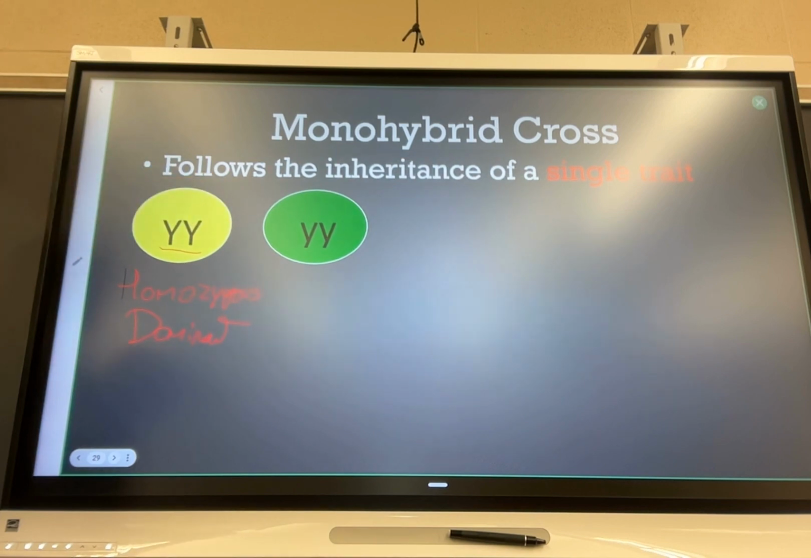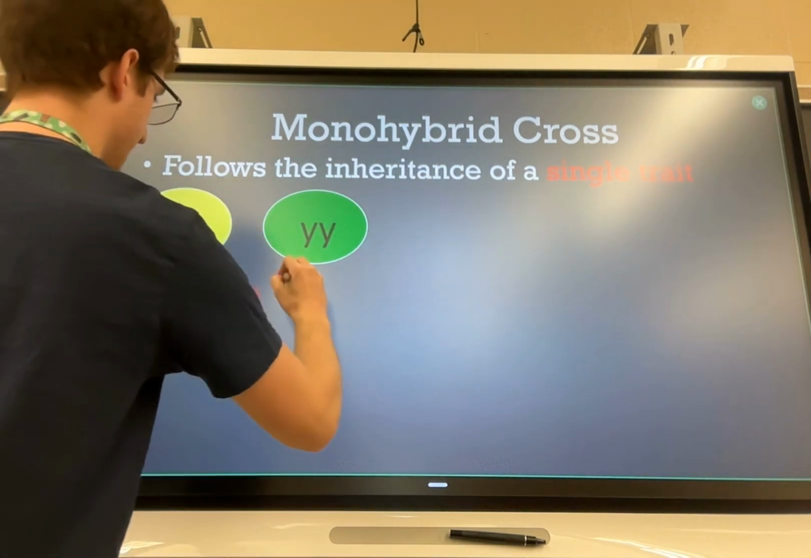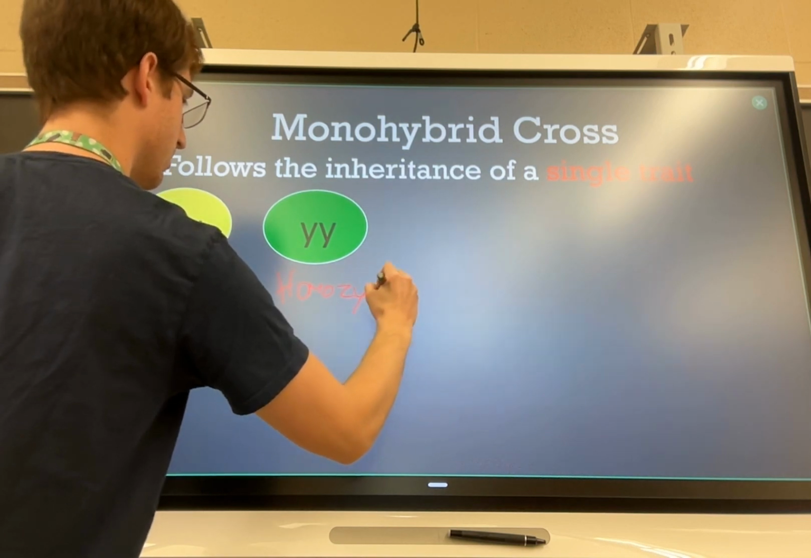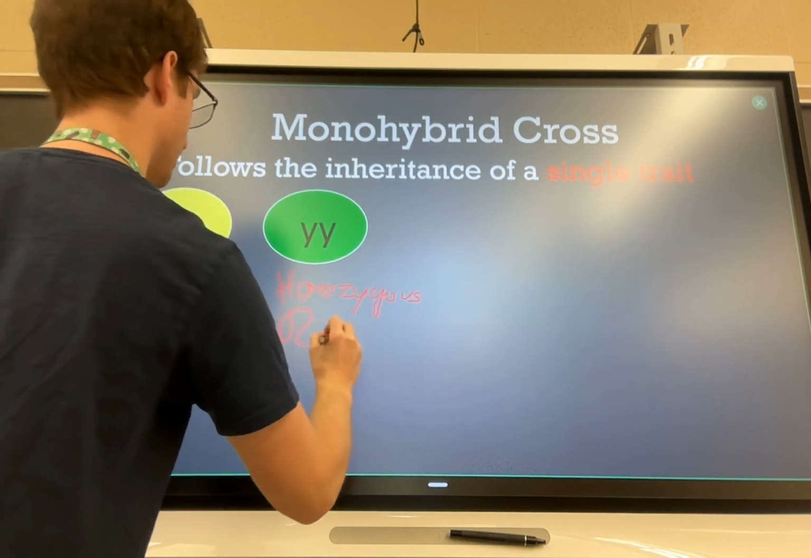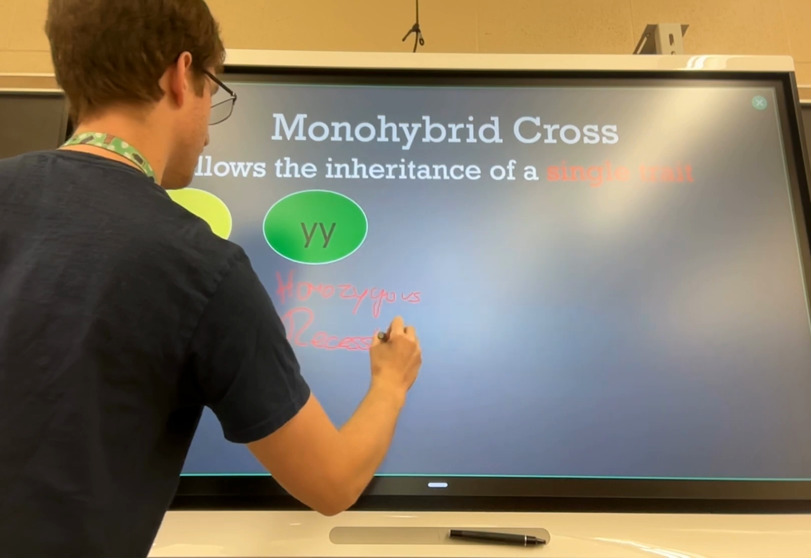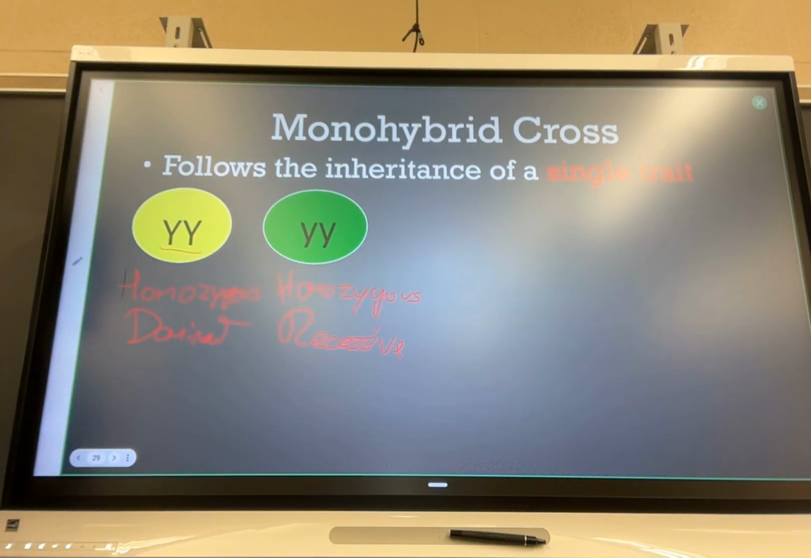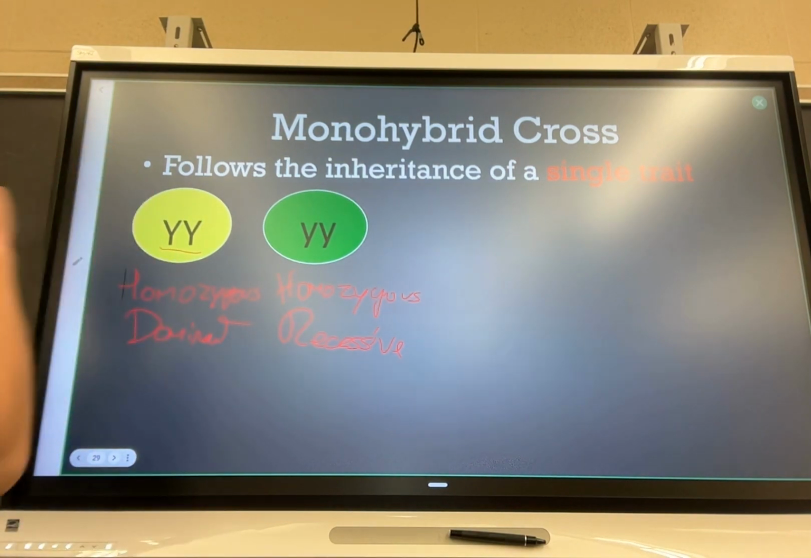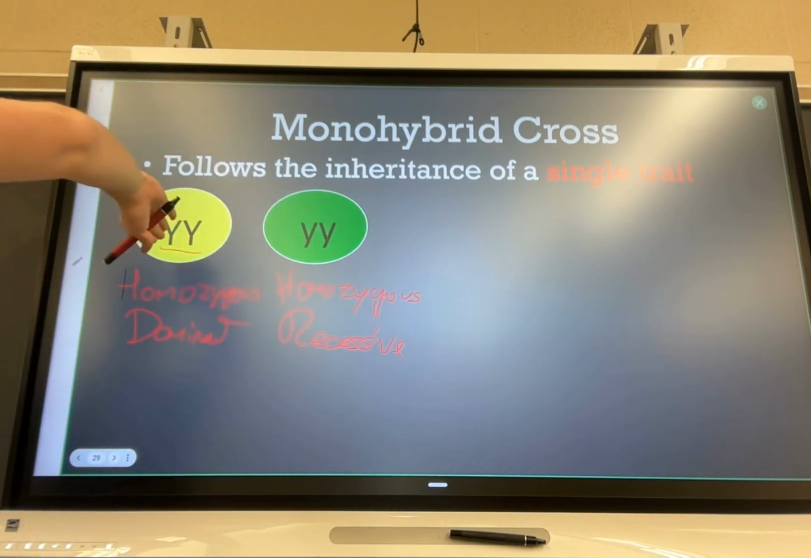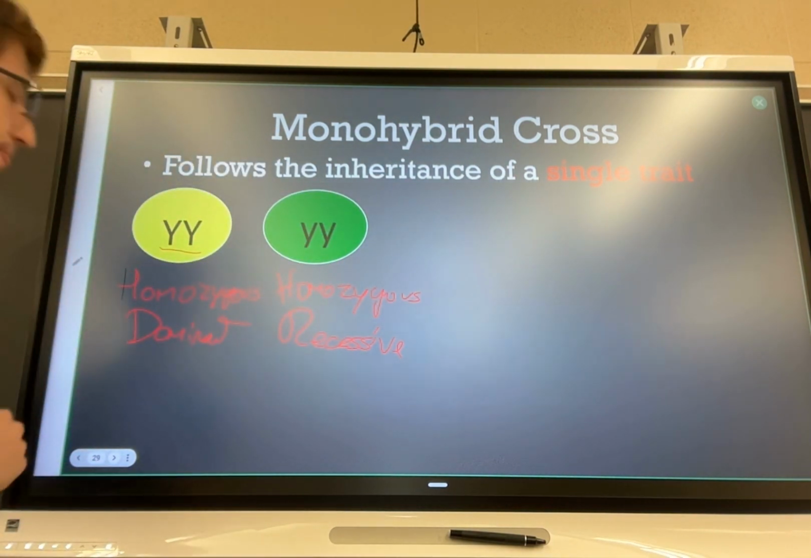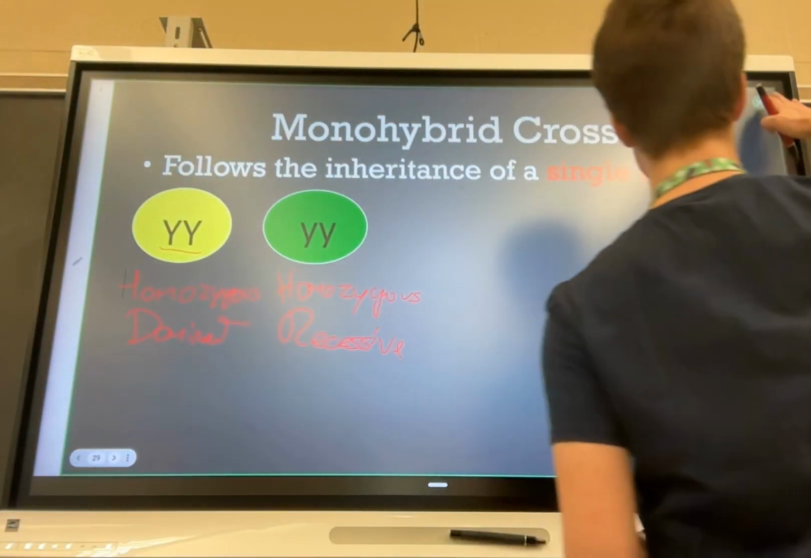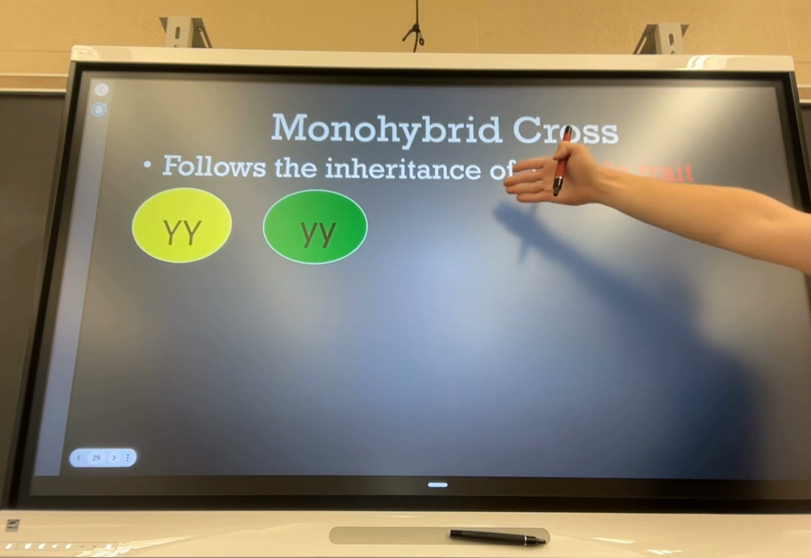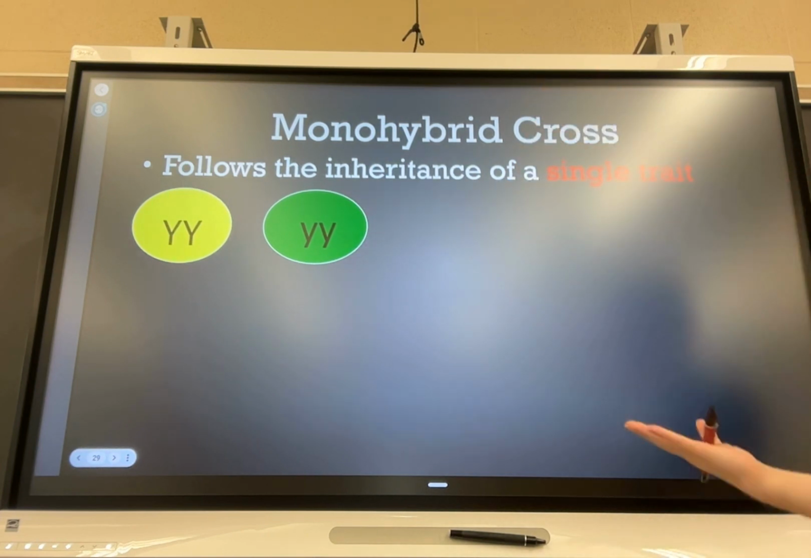In our green one, we get a homozygous recessive. So we have two little ys. Those little ys are going to code for the other form of the trait. So this one is also going to be repressed if we were to introduce two big Y, or a big Y. So we are following this trait to see how it moves to its offspring.